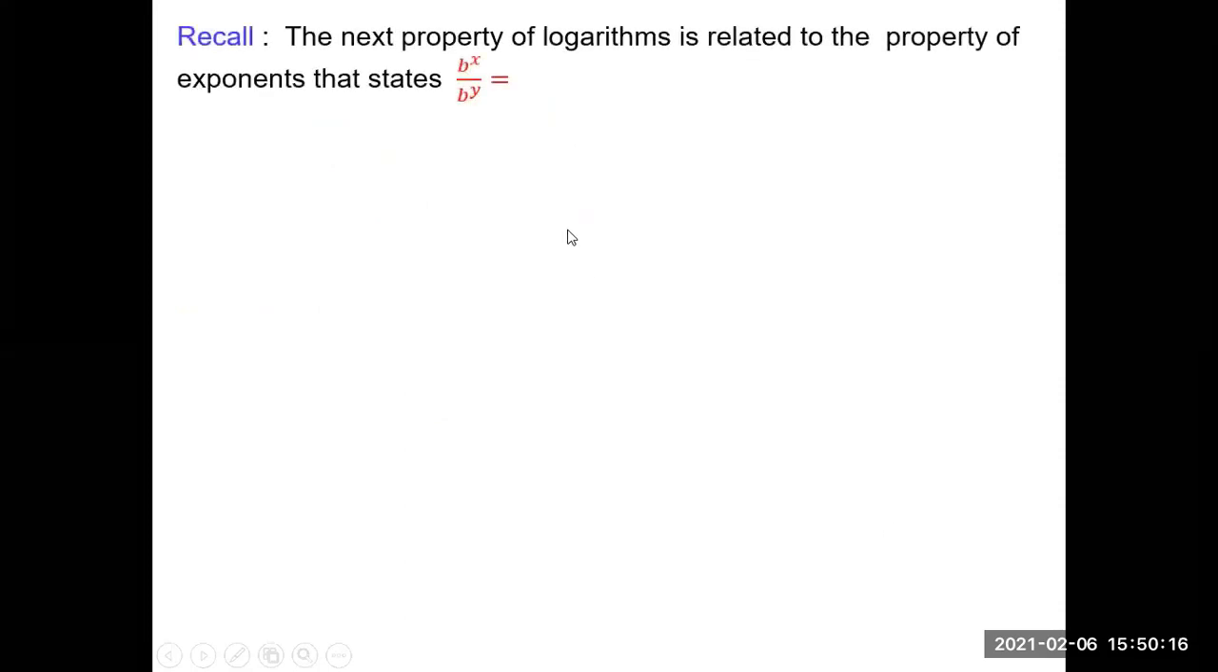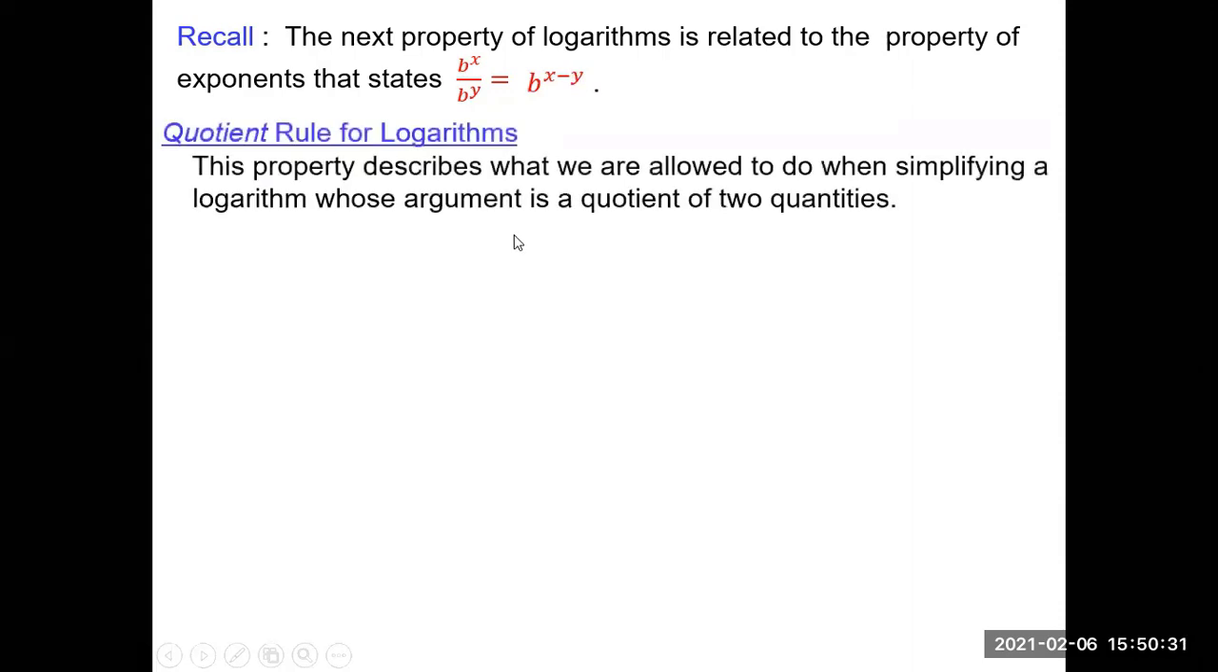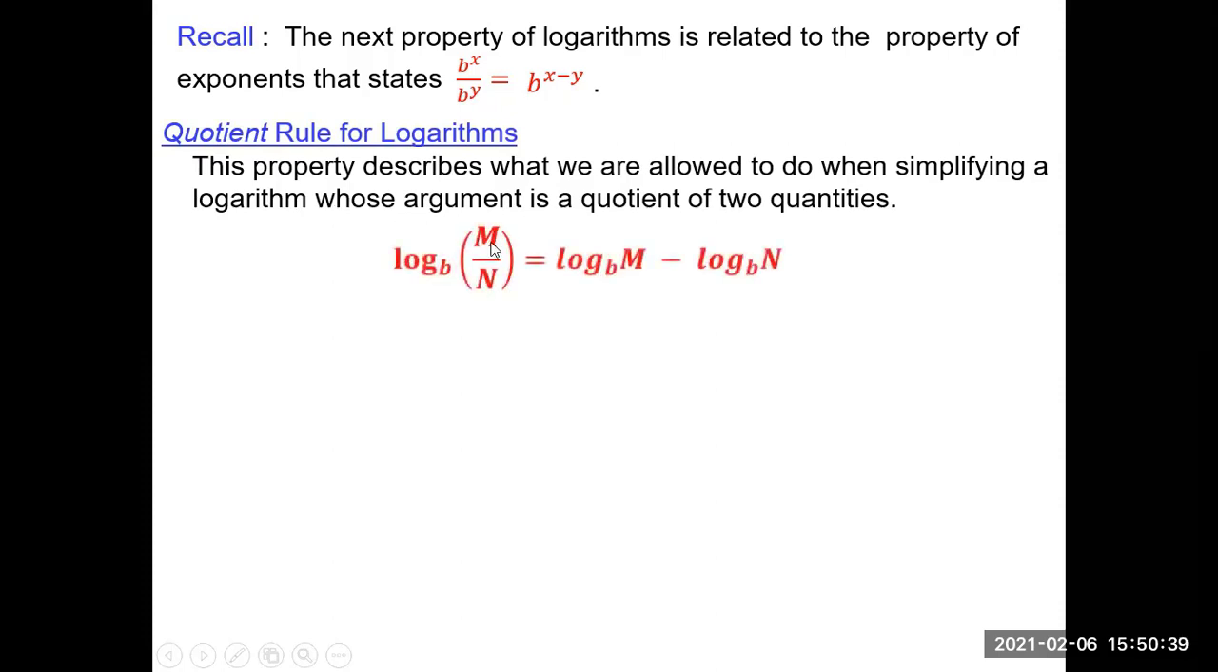We could use another property of logarithms that's related to this property of exponents that says that if you're ever just dividing two quantities with the same base, you could simply subtract the exponents, which would imply for a logarithm that we're allowed to do something very similar since logarithms are exponents. So it looks like if you're ever taking a logarithm of a quotient, I could separate this by subtracting the two separate logarithms. Now again, keep in mind, logarithms are exponents.